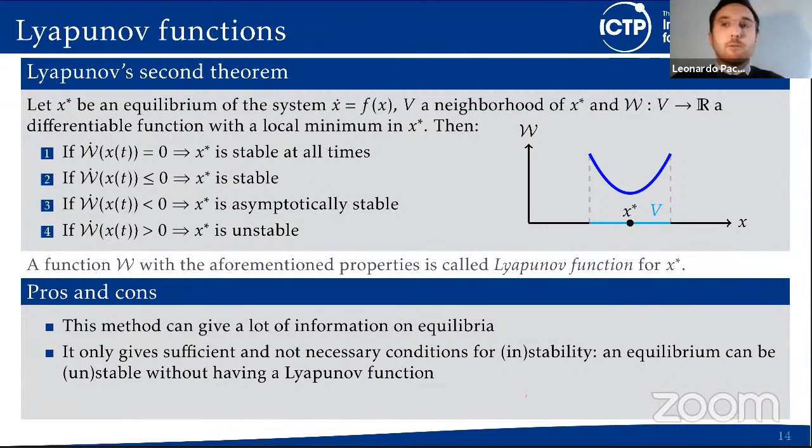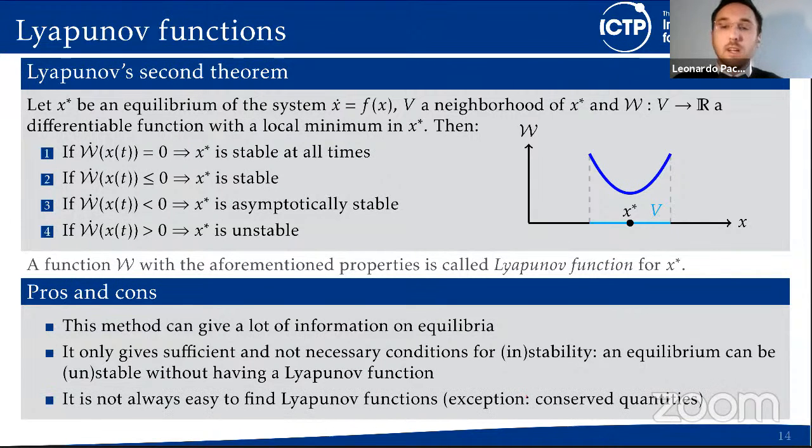The price that we have to pay for having such a powerful tool, unfortunately, is that we can't use it always. It's not easy to find Liapunov functions in general in nonlinear systems, with, as I told you yesterday, the notable exception of conserved quantities. If we know that a system has a conserved quantity, generally that quantity is a good first choice for the Liapunov function.